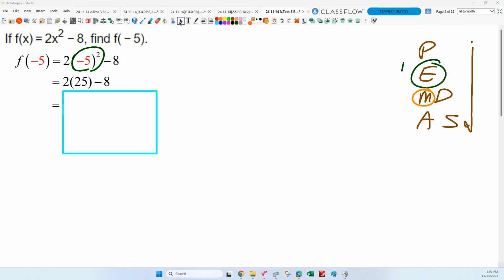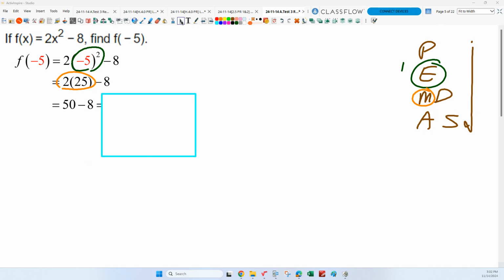So the next step would be multiplication, right? We'd multiply the 2 times the 25, which gives us 50. And then the very last thing we would do would just be subtraction, right? So I guess we got step 2. Oh.